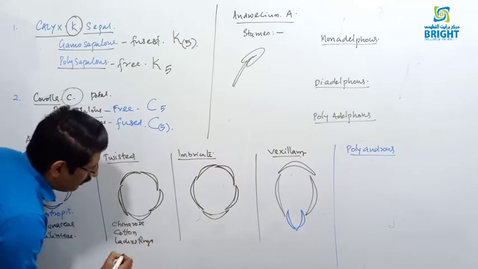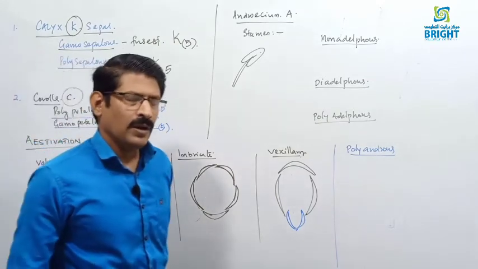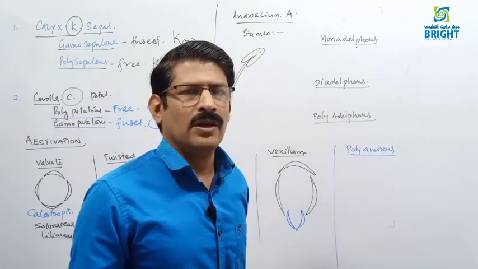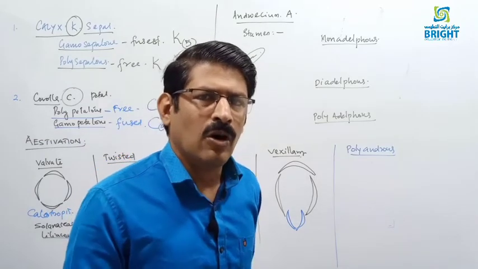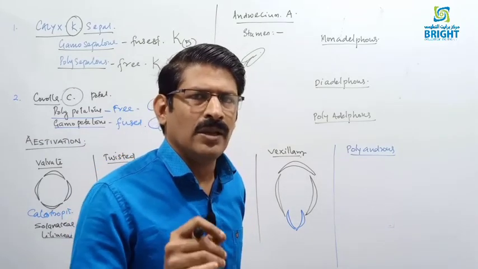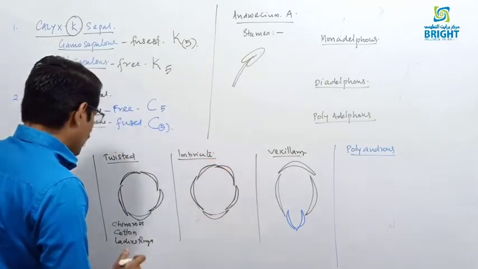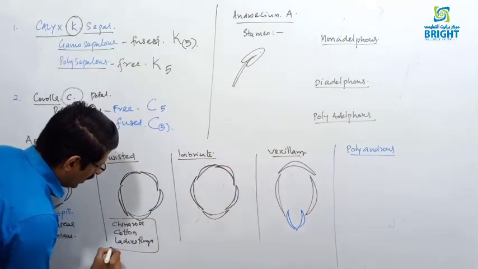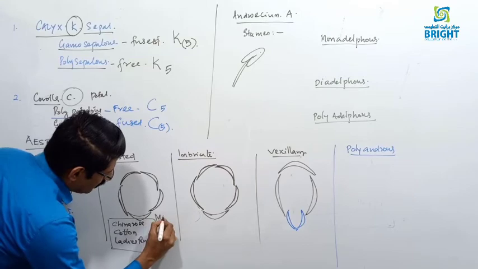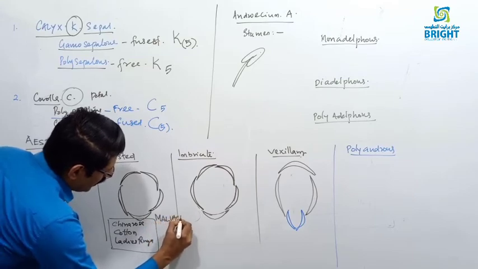All the examples are as per NCERT. You stick only to the examples that are given in the NCERT textbook. These 3 belong to the same family. The name of the family is Malvaceae.